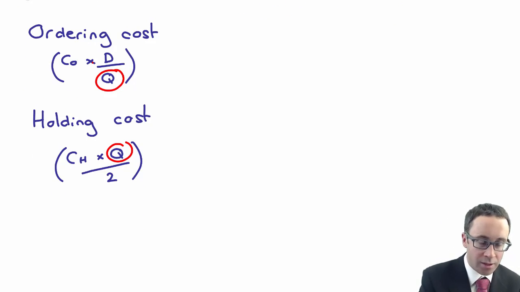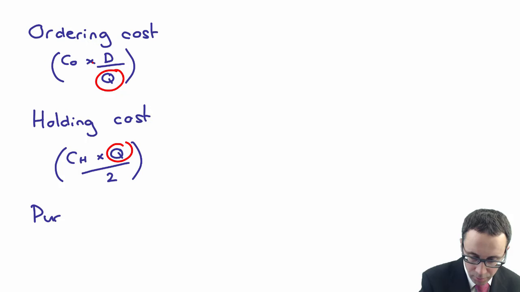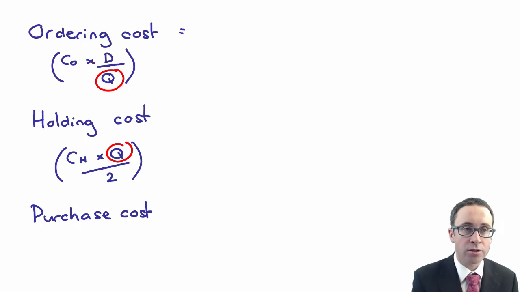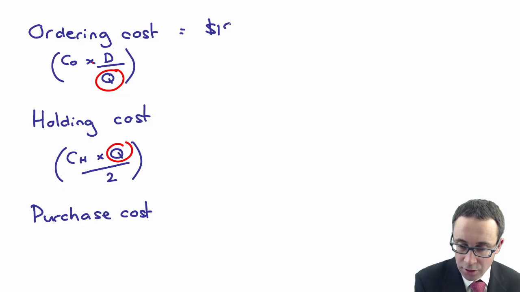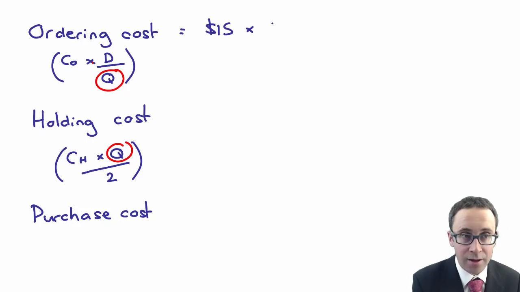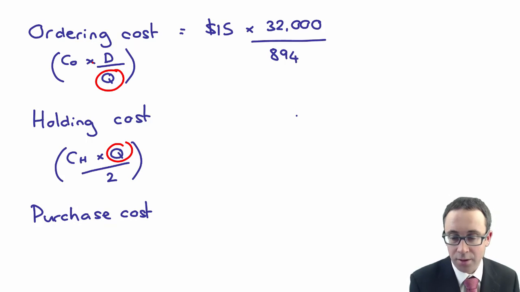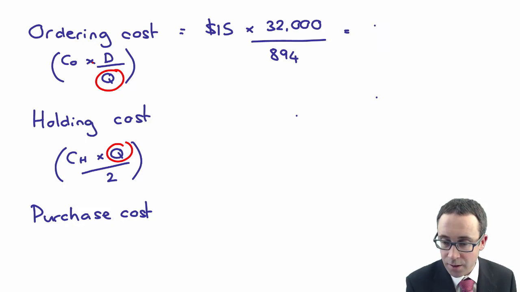And then what we also need to consider is the purchase cost. So looking at the number of units we purchased during the year multiplied by the purchase price per unit, isn't it? So if we look at the ordering cost, I think the ordering cost was $15. The demand, I think, was 32,000, and the economic order quantity was 894, wasn't it? If you tap that in on your calculator, I think you get $537?